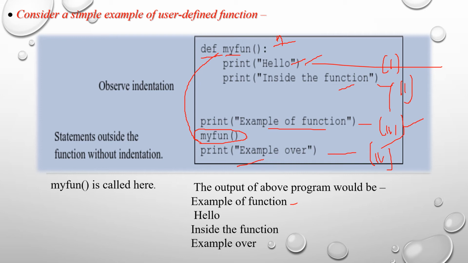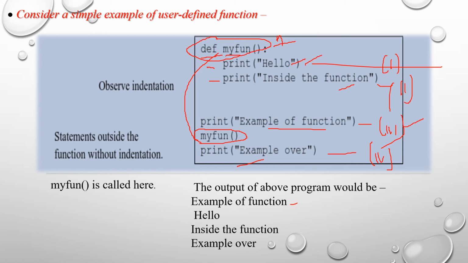Just observe the indentation. So this is the header, and here the print "hello" and print "inside the function" we declare with indentation. Printing statement 1 and printing statement 2 belong to the function. The third printing statement, we have not given any space, we declare it without indentation. The printing statement is "example of function".